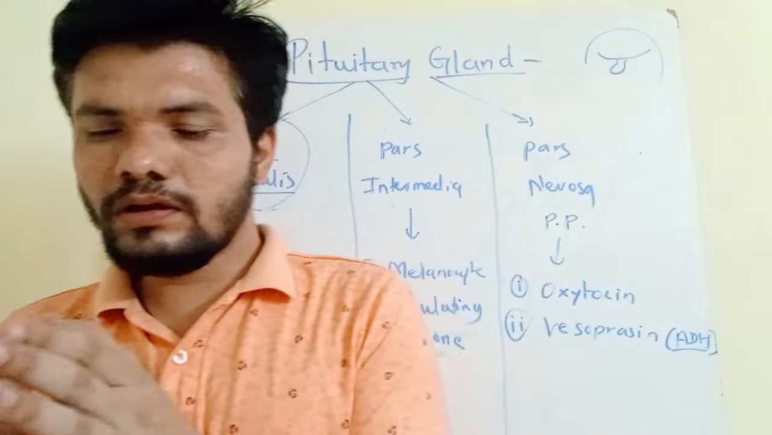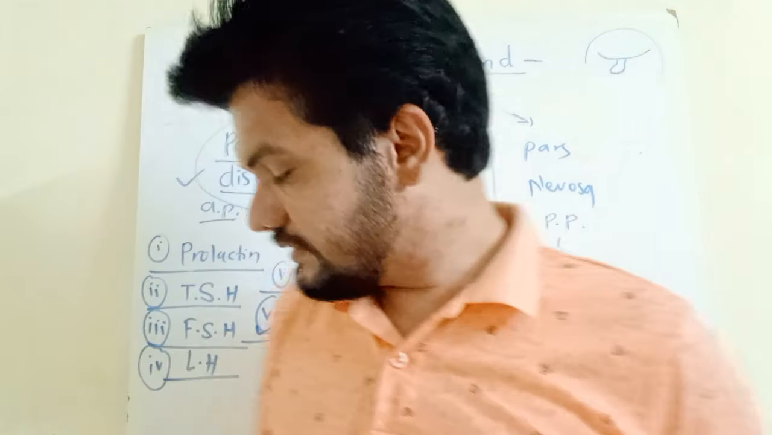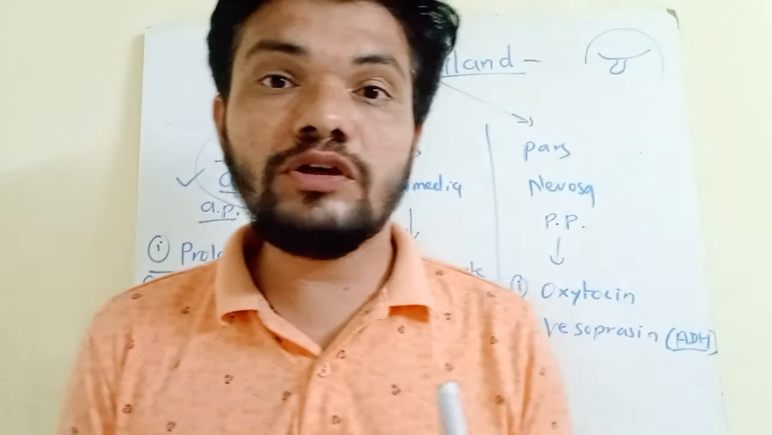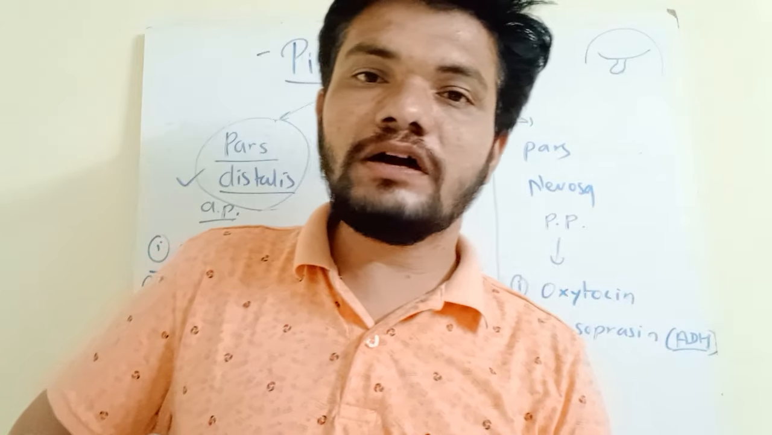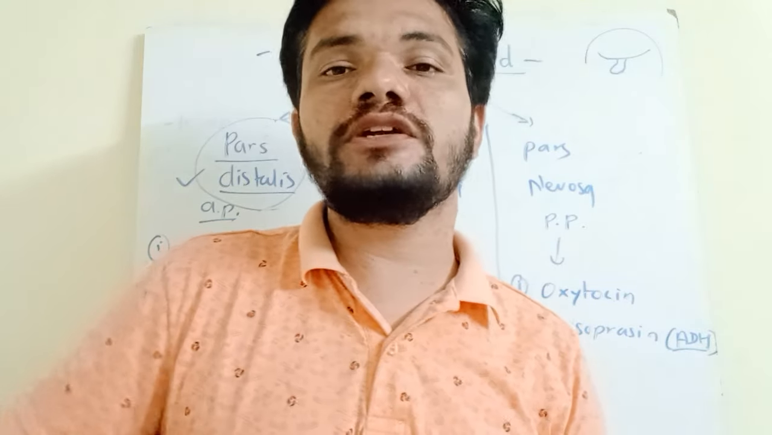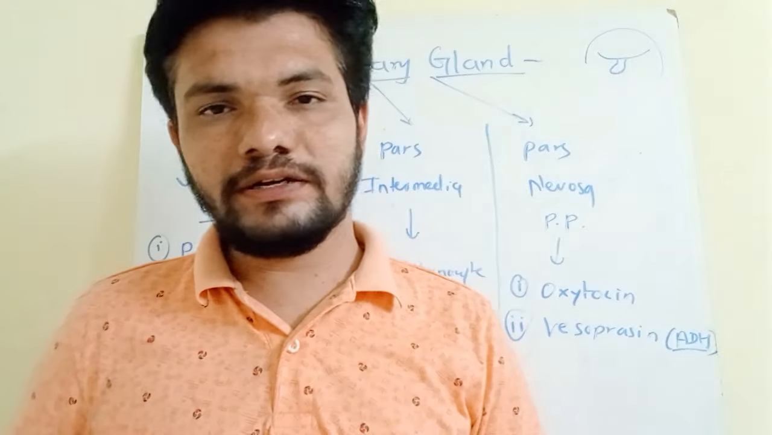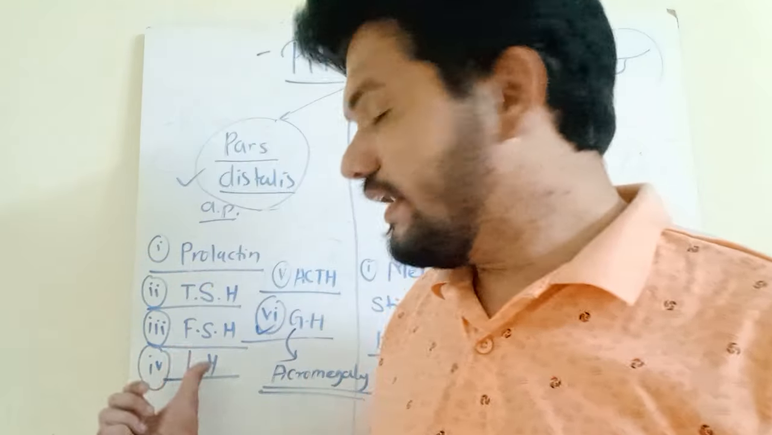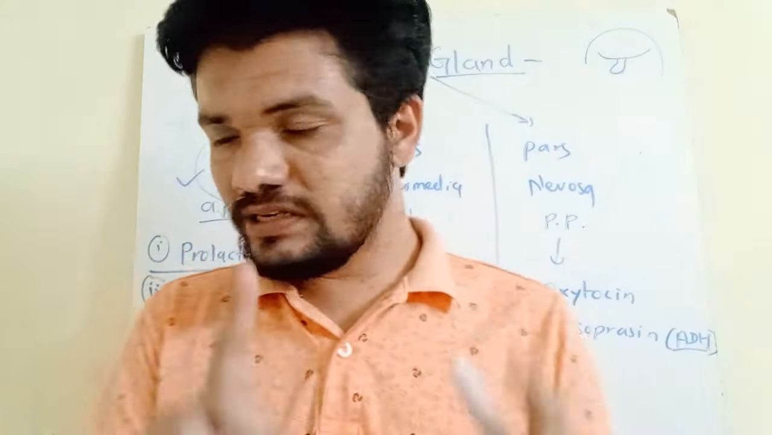So LH is responsible for the ovulation, which means the ovum comes out of the ovaries and comes into the oviduct path, right? So LH is responsible for ovulation. Just remember in one sentence.